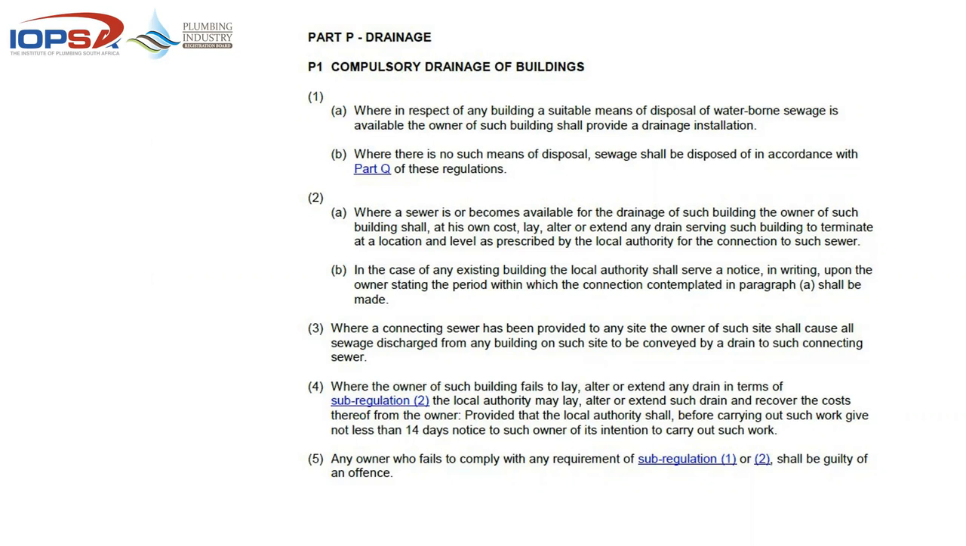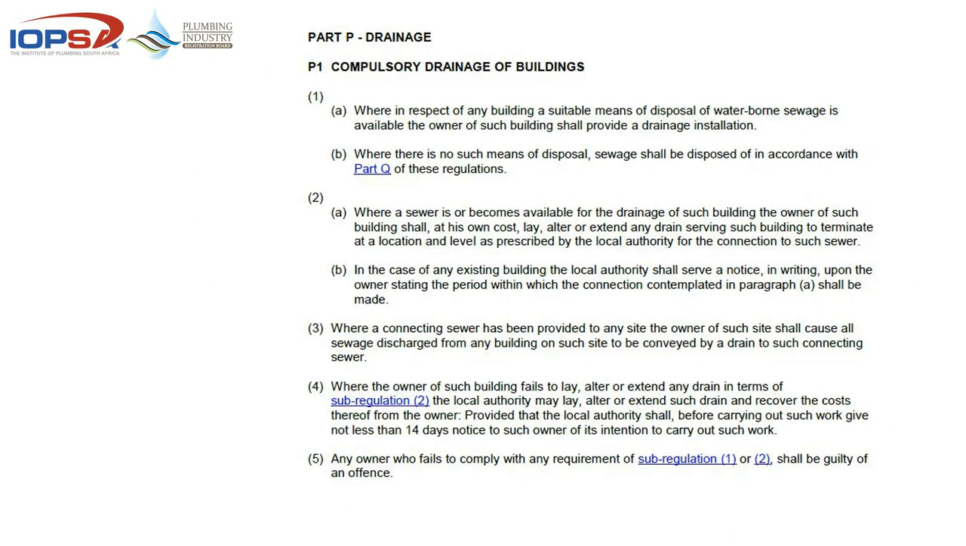So where a sewer is or becomes available for the drainage of such a building, the owner of such a building shall, at his own cost, lay, alter or extend any drain serving such a building to terminate at a location and level as prescribed by the local authority for the connection to that sewer. So at his own cost, lay: in other words, if there was no waterborne drainage, you'll lay that. Alter could be altering it from an existing septic tank or conservancy tank to that waterborne point. And extend: in other words, if the sewer is only available at the lateral boundary, or at the street or rear boundary, then your existing drainage will have to be extended that way at the owner's cost.